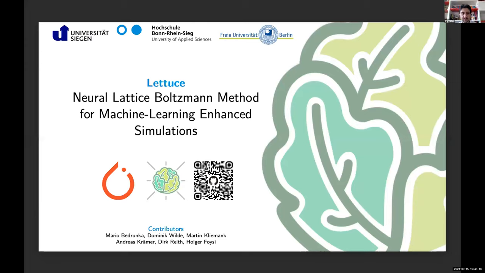Yes, perfectly. So, hey, my name is Mario. I'm a PhD student from the University of Siegen, and I'm collaborating with the Hochschule Bonn-Rhein-Sieg and the Freie Universität Berlin. Today I'm presenting our recently developed lattice Boltzmann framework, Lattice, which is based on PyTorch, a machine learning framework provided by developers from Facebook, and comes therefore with machine learning functionalities that I'm going to present in the next minutes by introducing a neural collision model containing a neural network.